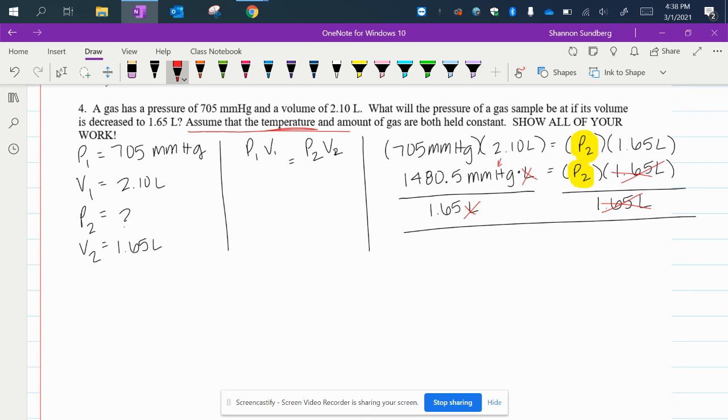And that's a way to make sure that you're on the right path, because millimeters of mercury is a pressure unit. And when you take 1480.5 divided by 1.65, you're going to get 897.27 millimeters of mercury. And that is your P2.